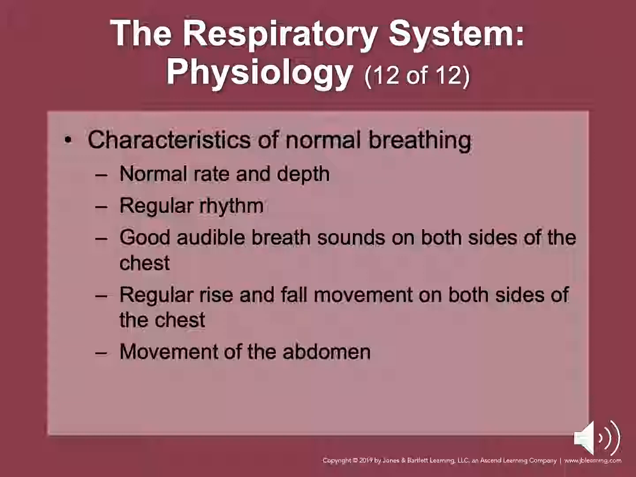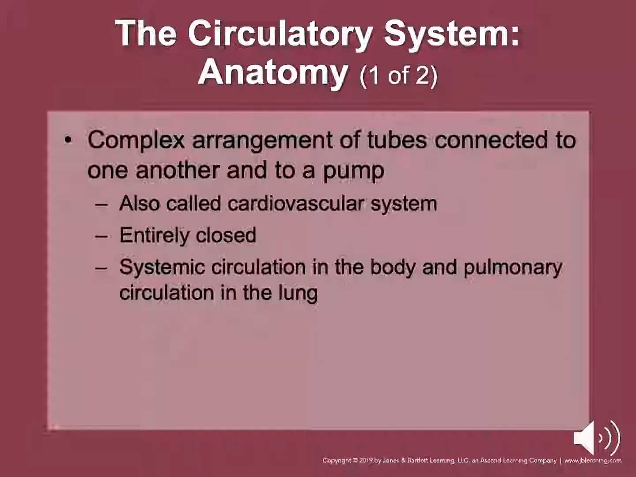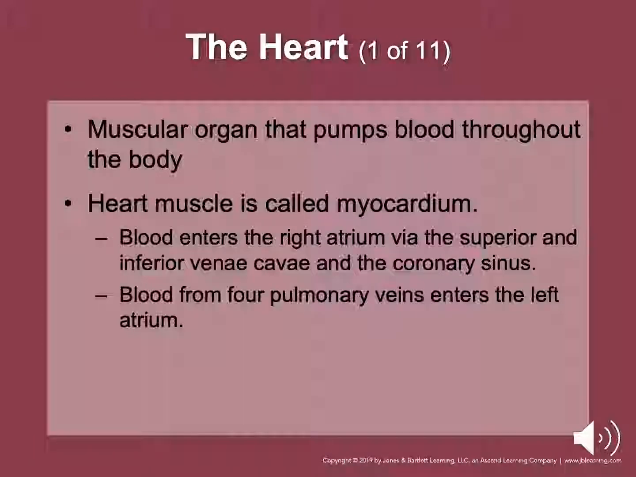The heart is a muscular organ that pumps blood throughout the body. Heart muscle is called the myocardium. Blood enters into the right atrium via the superior and inferior vena cava and the coronary sinuses. Blood from four pulmonary veins enters into the left atrium. Located behind the sternum, it's about the size of a closed fist. Approximately 2/3 of the heart lies in the left part of the mediastinum.